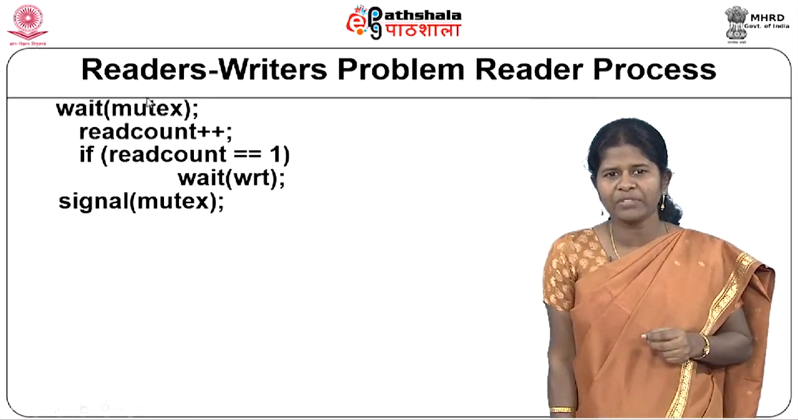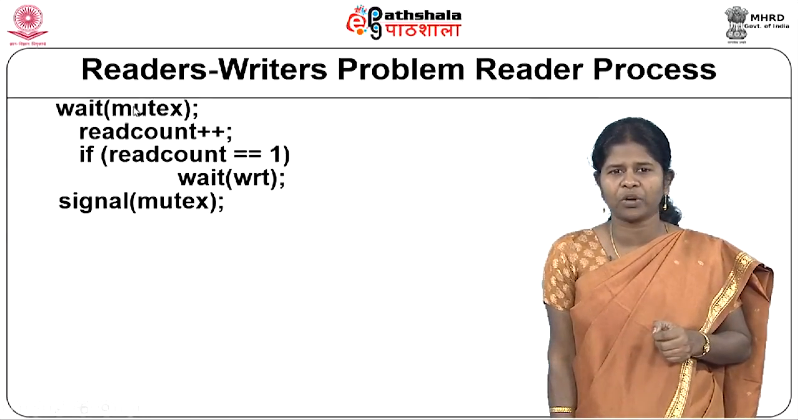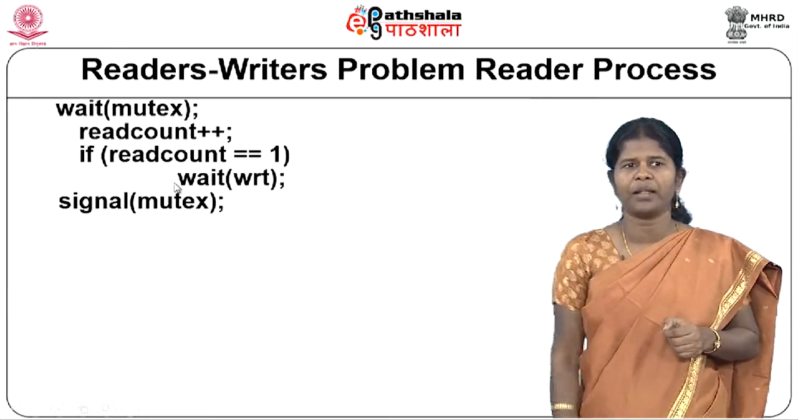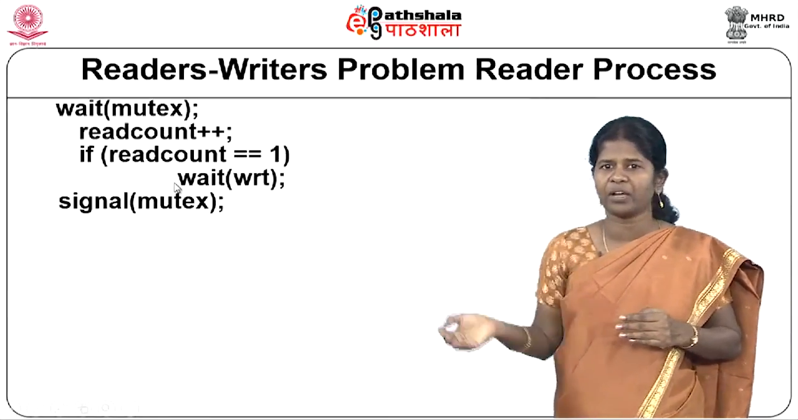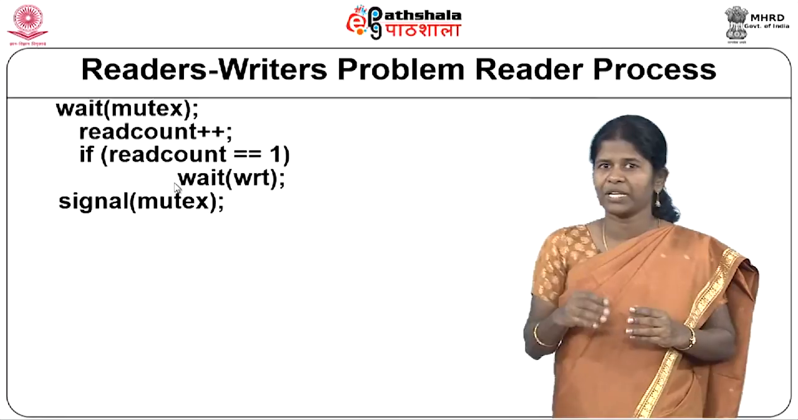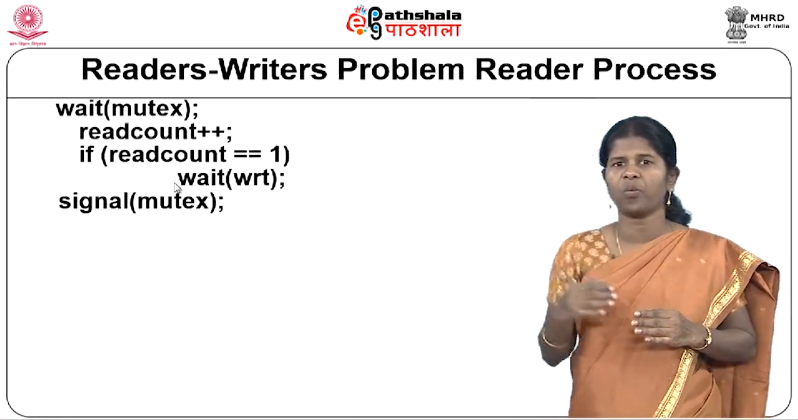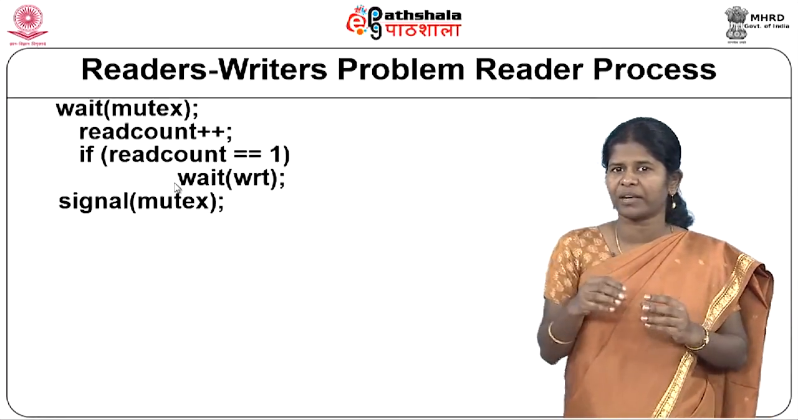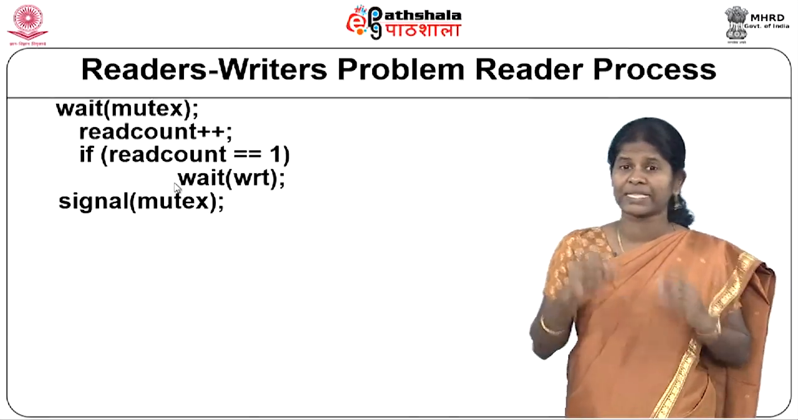Basically you have the semaphore mutex because this read count is a variable which can be accessed by many reader processes. The same variable is accessed by many reader processes, but you do not want many of them to access that read count variable at the same time.